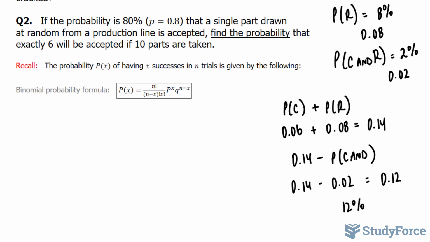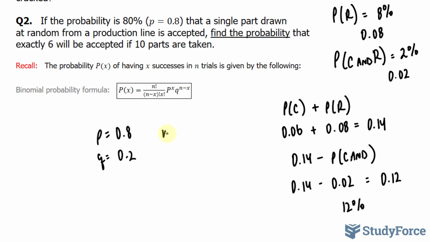Question 2 reads, if the probability is 80%, P is equal to 0.8, that a single part drawn at random from a production line is accepted, find the probability that exactly 6 will be accepted if 10 parts are taken. So if 80% are good, which we denoted as P is equal to 0.8, then 20% are bad. And we denote what's rejected as Q. We want to find out the probability that 6 will be accepted if 10 are drawn at random.